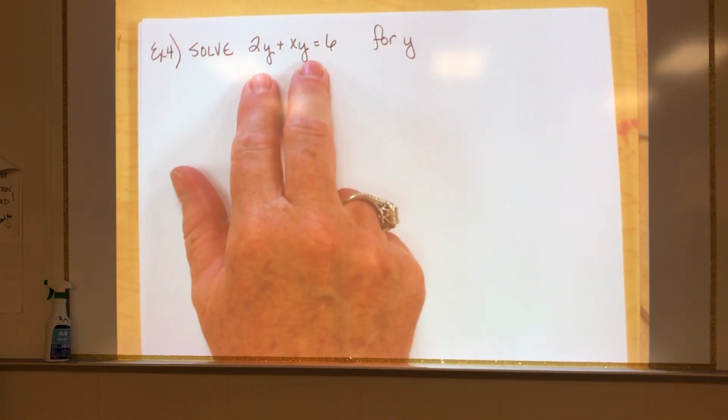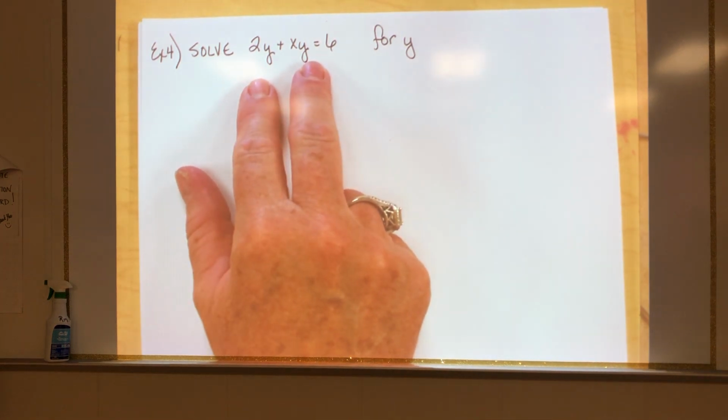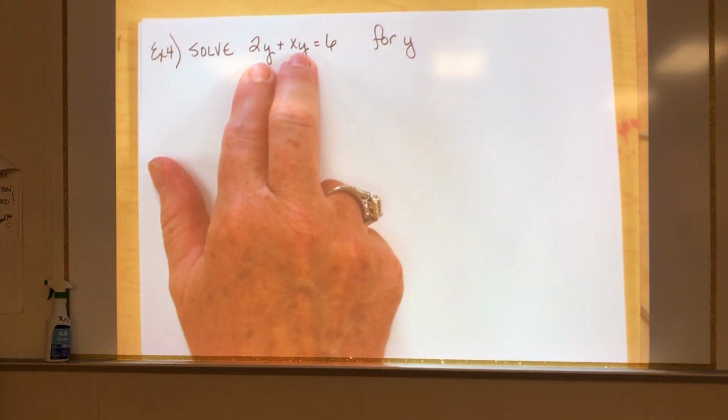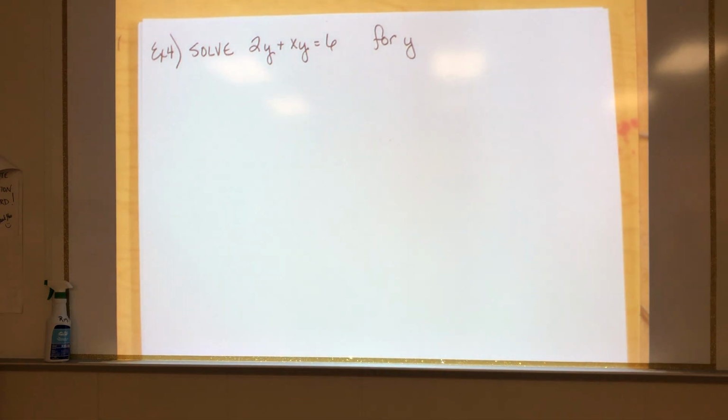Guys, listen to me. You can't solve for two y's. You can only solve for when there's one y. So we're going to have to figure out how to do this so that I only have one y. Can I collect these two terms? No, they're not like terms. So we're going to have to do some fancy stuff to it.